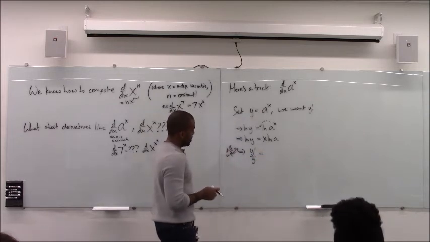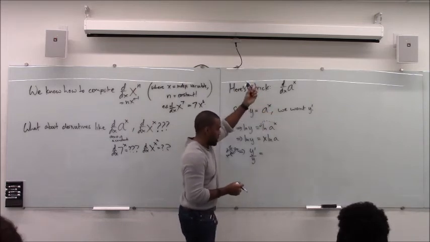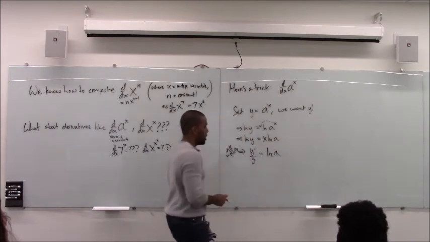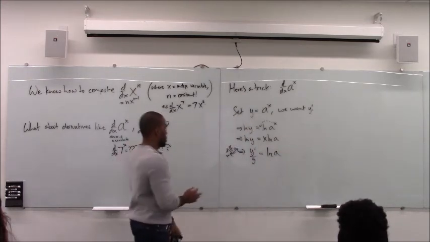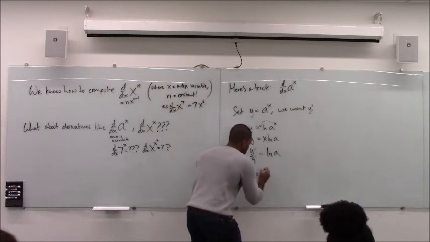The right side, ln of a is just a constant, so this is just x times a constant. How do you differentiate x times a constant? It's just a constant. So that side is just ln of a. And so now I can solve for y prime. And that's just y times ln of a.